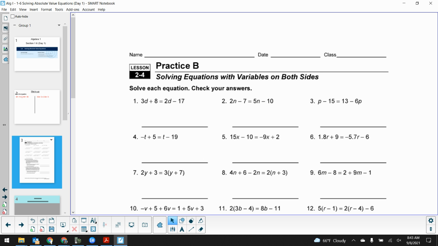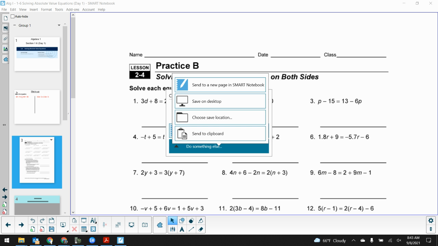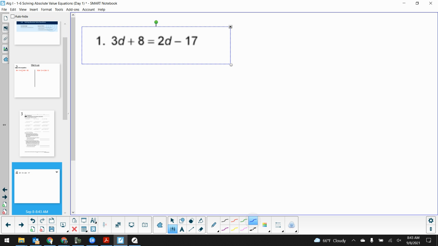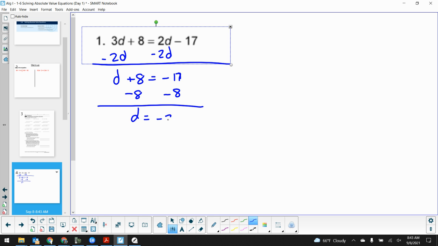Got it. Let me bring this to a new page. There we go. All right, so here's number 1. Let's take a look. Is there anything to simplify on either side? No. So we can get straight to getting rid of the little guy, right? So we can subtract the 2d from both sides. So that'll get us a d plus 8 is equal to negative 17. And then we subtract the 8 from both sides, so d is negative 25. Questions on that one?